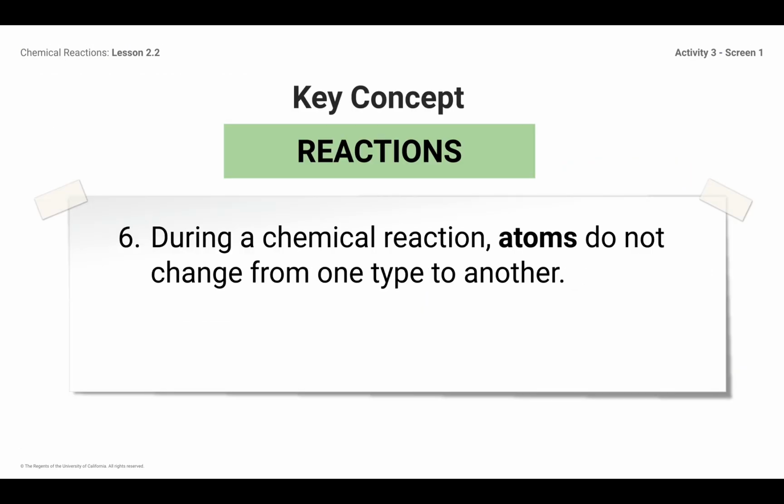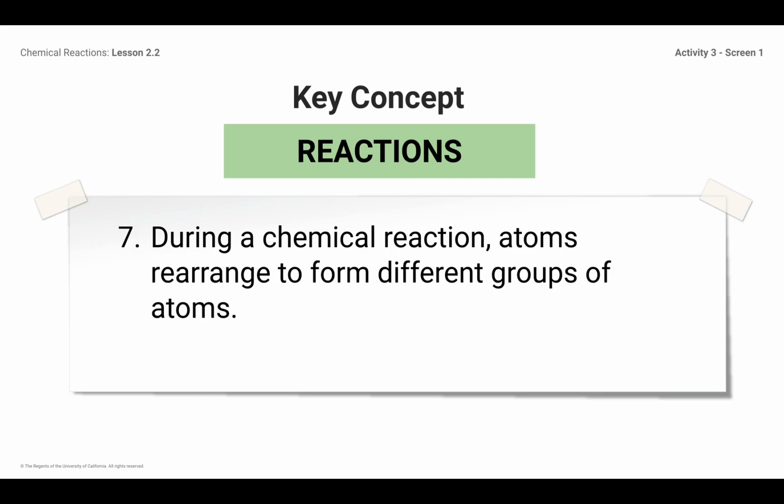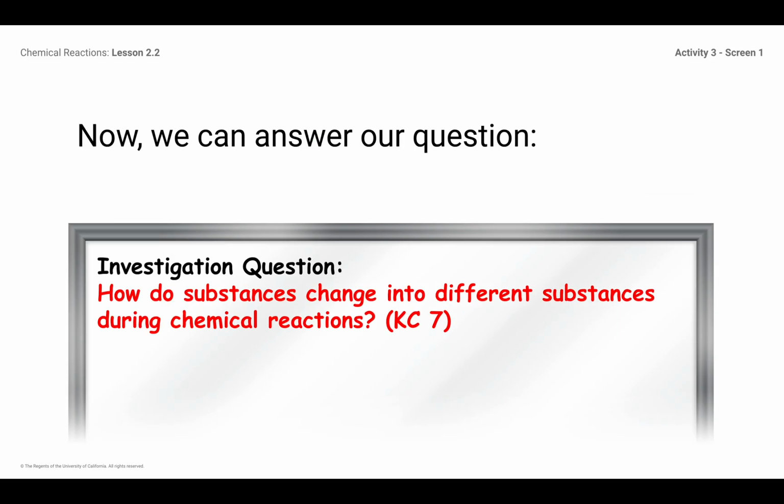Let me read that again. During a chemical reaction, atoms do not change from one type to another. And then key concept number 7, during a chemical reaction, atoms rearrange to form different groups of atoms. So that is the most important key concept right now in chapter 2. So now we can answer our question, how do substances change into different substances during a chemical reaction? And it is just key concept number 7. Now, I don't want you to write down just key concept number 7. You need to know those key concepts well enough that you're able to write them out.